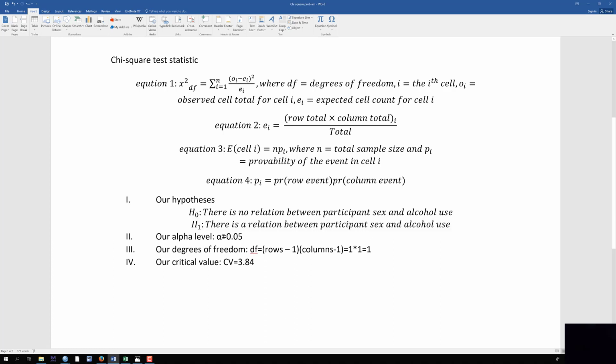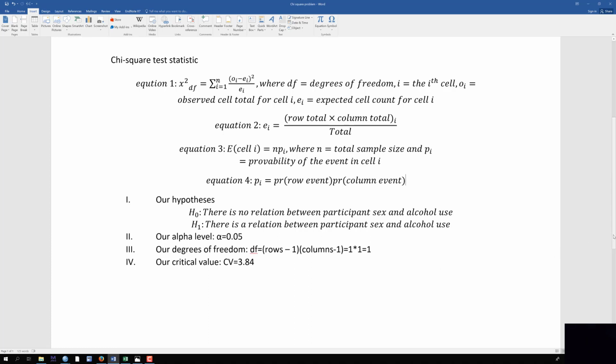We have to select our alpha, and this isn't a lecture about alpha, so I'm assuming that you understand what that is, but that's the probability of a false positive result or type 1 error. We select 0.05, which is a standard one. You don't have to do that, but it's a standard value. Our degrees of freedom is the number of rows minus 1 times the number of columns minus 1.